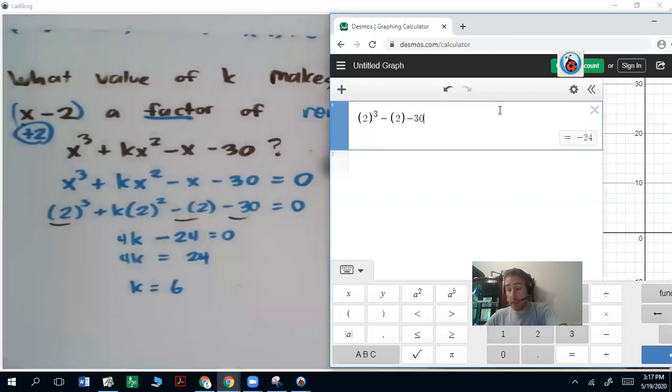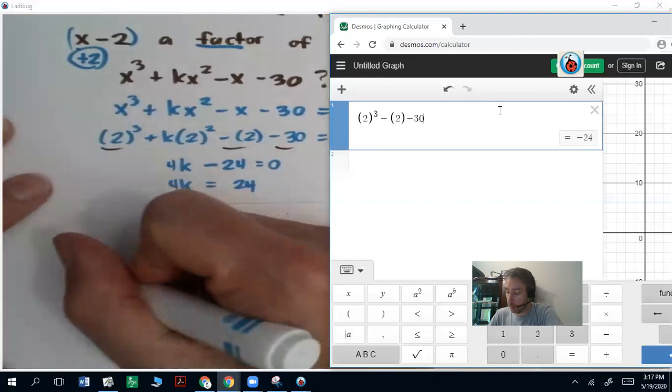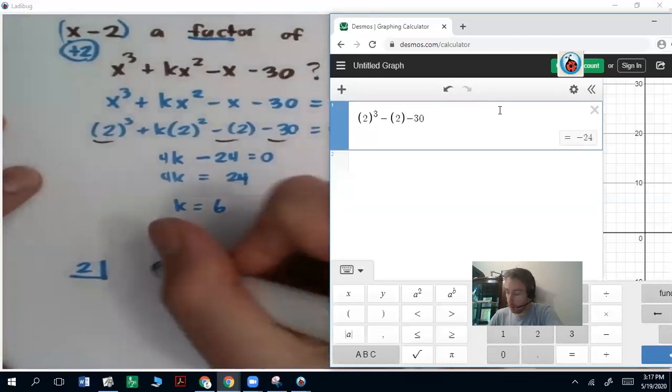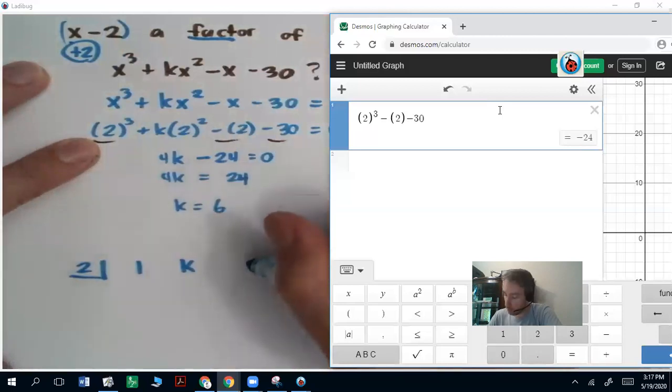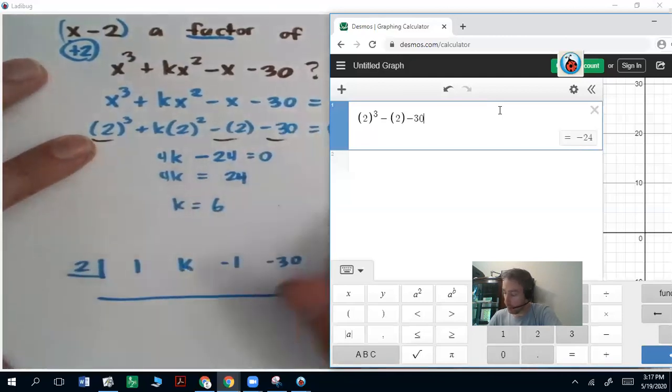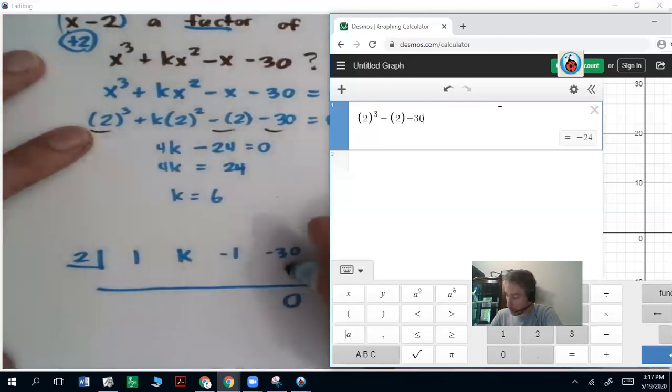We can also use synthetic division as well. So if you want to do it that way, you would set up your 2 in the box. Your coefficient would be 1. We'd leave the k as k. This would be negative 1, negative 30. You make your remainder equal to 0, and you work backwards. So that's going to mean this is going to have to be 30, because they cancel each other out.